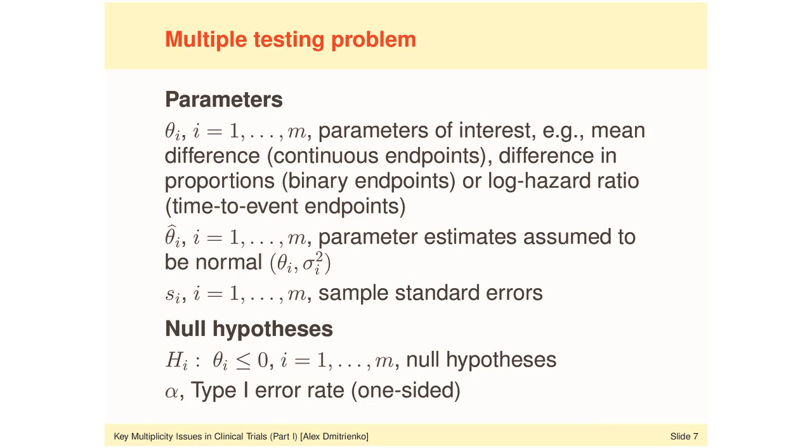We're going to assume that under the null hypothesis, this parameter theta I is less than or equal to 0. And here, as before, I would like to emphasize that we're focusing on a one-sided testing problem, and therefore we are defining a one-sided type 1 error rate, which is denoted by alpha.